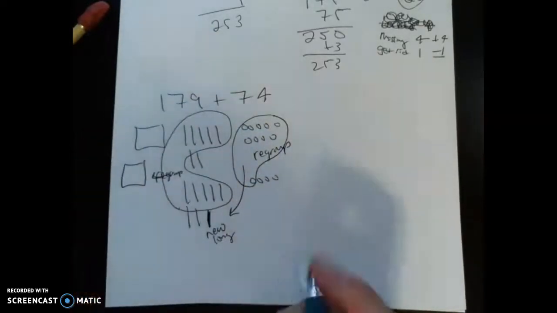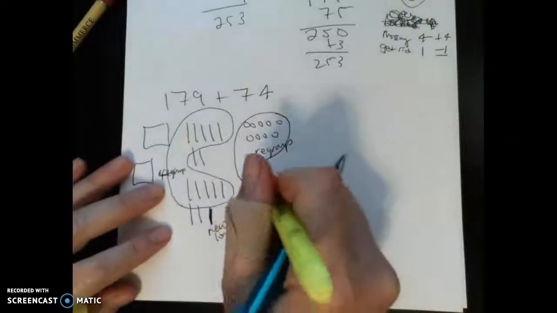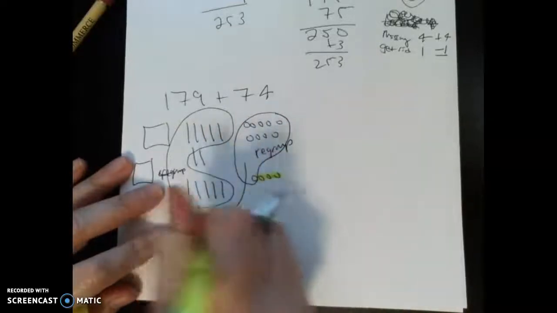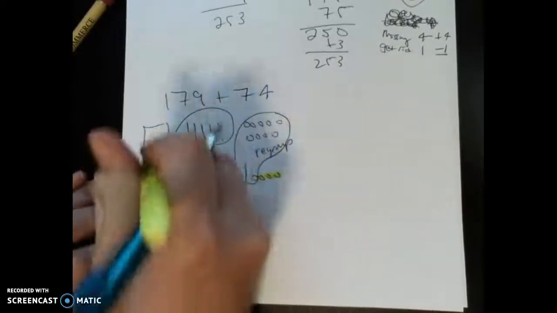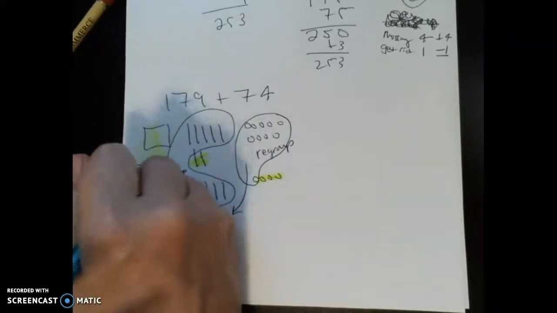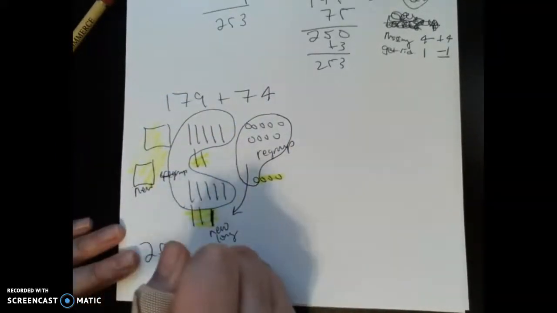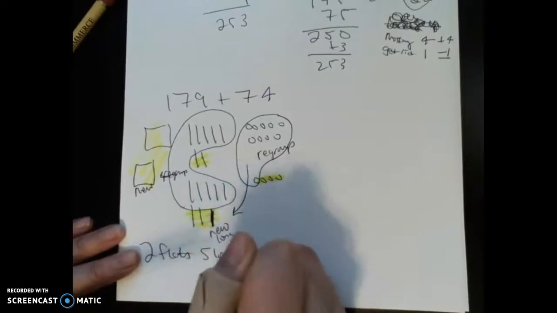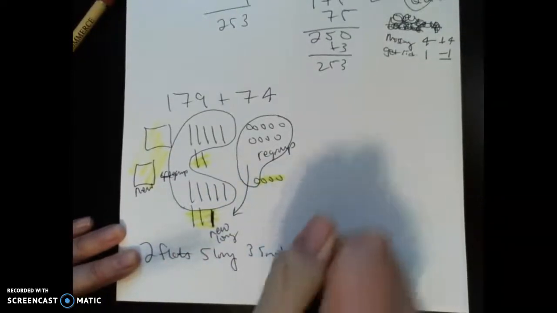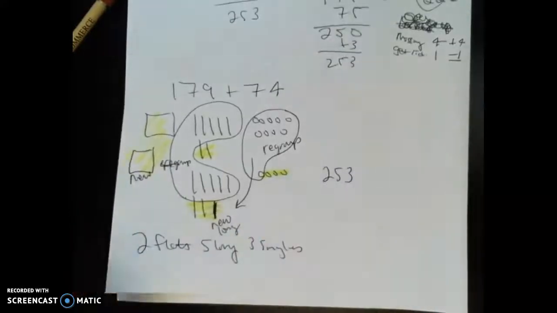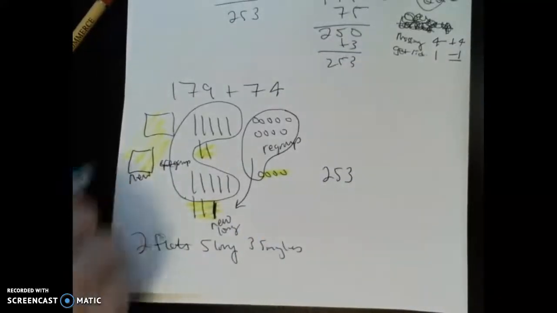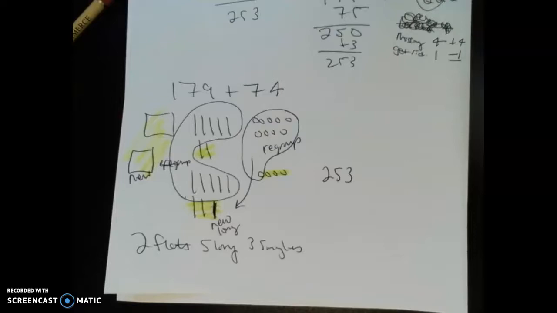When you're done, you ask, what's left? Those are left, these are left, and these are left. And again, this guy's a new one. So what do I have? I have 2 flats, 5 longs, and 3 singles, which is 253. Okay. I'm going to pause just for a second, and then we're going to talk about some of the subtraction methods.